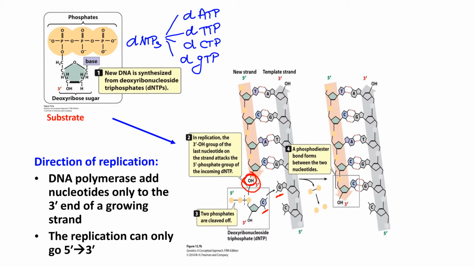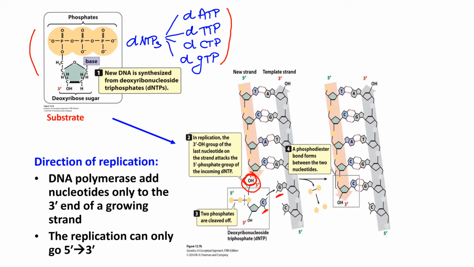So what are the substrates? What does DNA polymerase recognize? It is deoxyribose sugar, deoxyribonucleoside triphosphates. There are 4 of them: dATP, dTTP, dCTP, and dGTP. They are triphosphates. So once the DNA polymerase recognizes a template and complementary nucleotide, it brings it into close proximity of the hydroxyl group of the growing strand of the DNA.